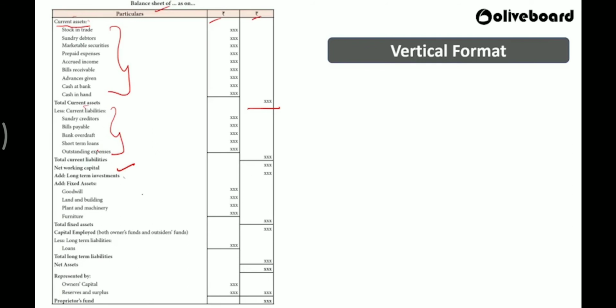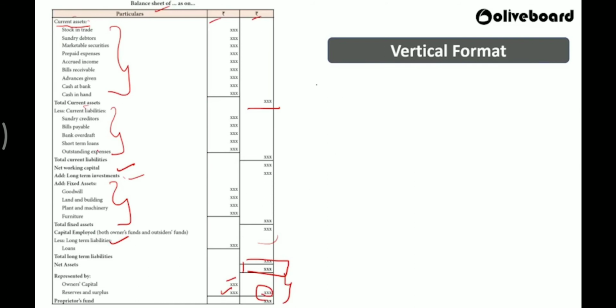All right. After that, I will add long term investments and then fixed assets. So what happens? Total fixed assets, and I'll get capital employed. All right. Then from there, I'll minus long term liabilities, and then I'll get net assets. And then I'll add my owner's capital and profit and loss, that is reserves and surplus. This is called proprietor's fund. So it will match. That's it. It will be equal. So net assets should be equal.